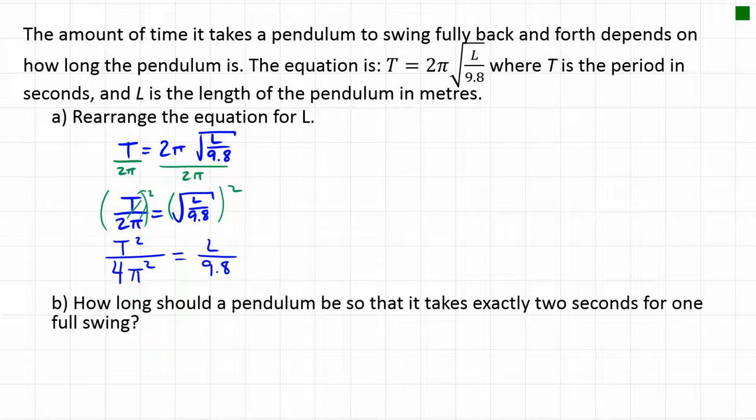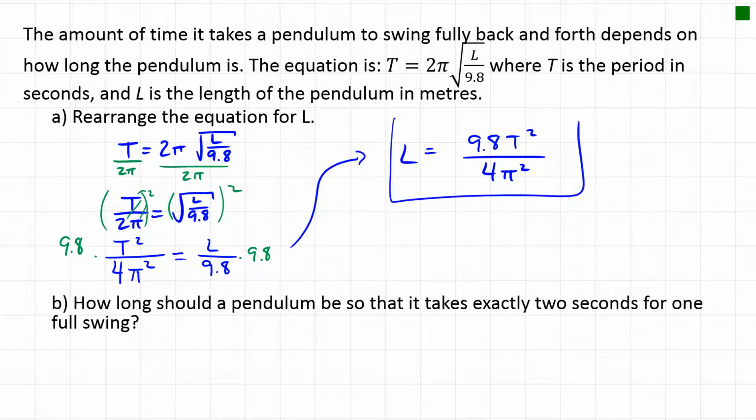So finally, the last thing I'll do is multiply each side by 9.8. And what I would end up with is L is equal to 9.8 T squared over 4 pi squared. And it's not pretty, but it's a perfectly valid equation.